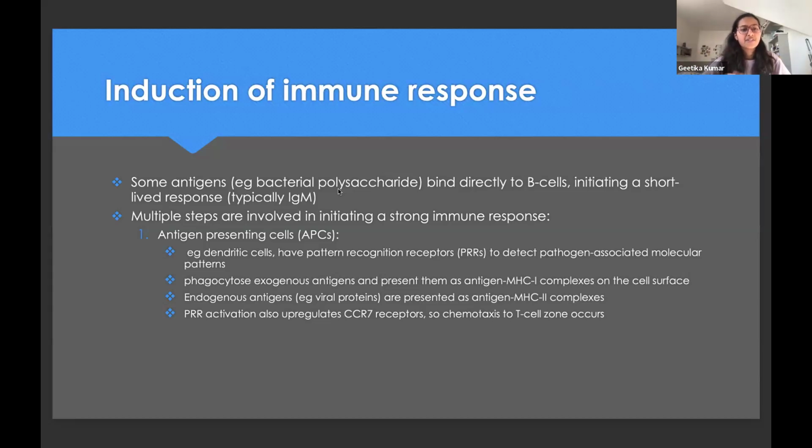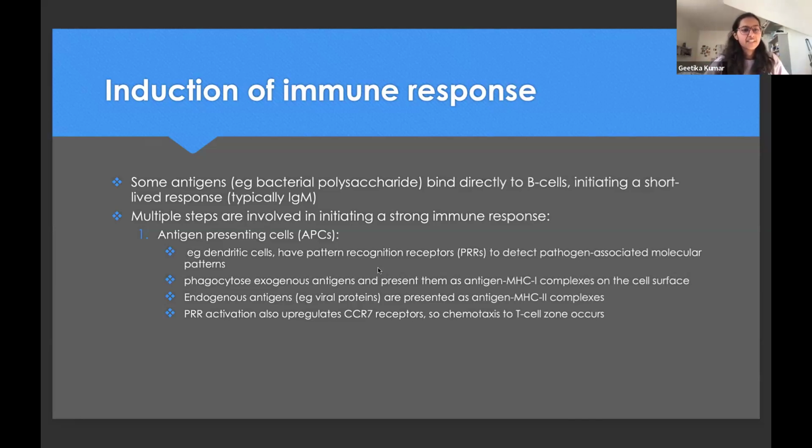So you have first the antigen presenting cells. And these cells, quite usefully named, recognize antigens and then present them to other immune cells. For example, this is dendritic cells, which have special receptors on their cell surface called pattern recognition receptors. These are toll-like receptors, NOD-like receptors, which you probably would have learned about in the bacteriology lectures. But these receptors are specific to recognizing pathogen-associated molecular patterns, or PAMPs.